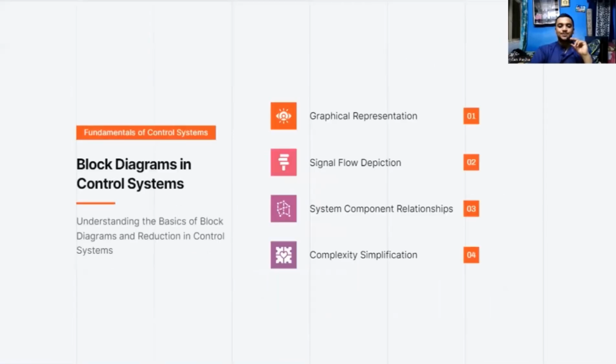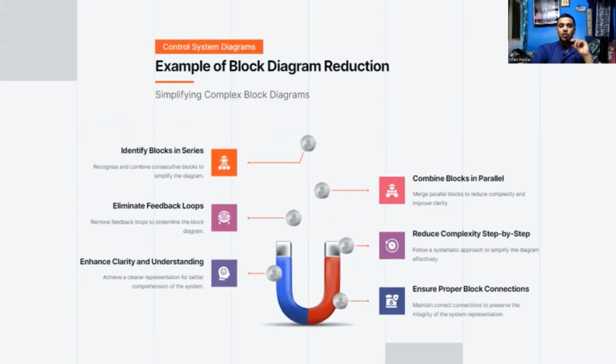On to the next slide. Now the basics of block diagrams and reduction in control systems: graphical representation, signal flow depiction, system component relationships, complexity and simplicity. These are the major parts into which we break down a control system question to answer it. So, an example of block diagram reduction. How would you reduce it? Identify the blocks in series.